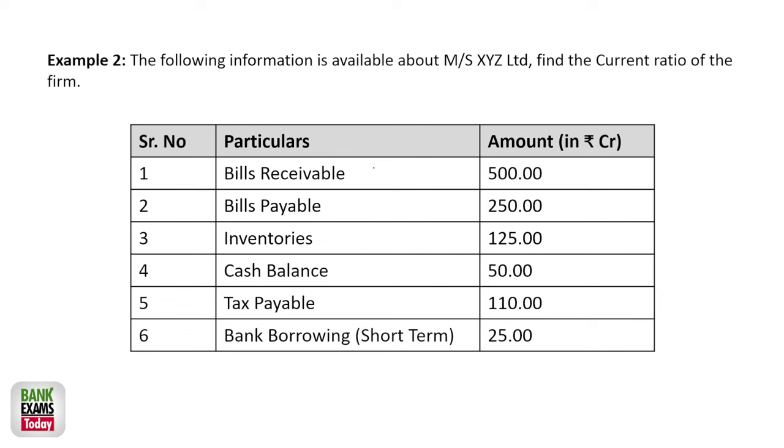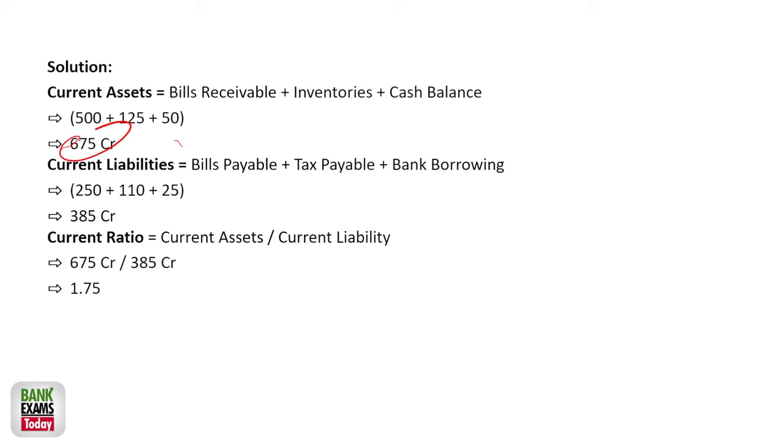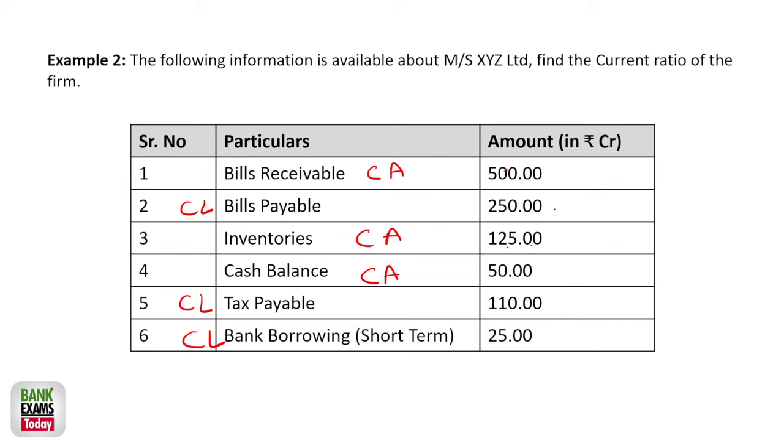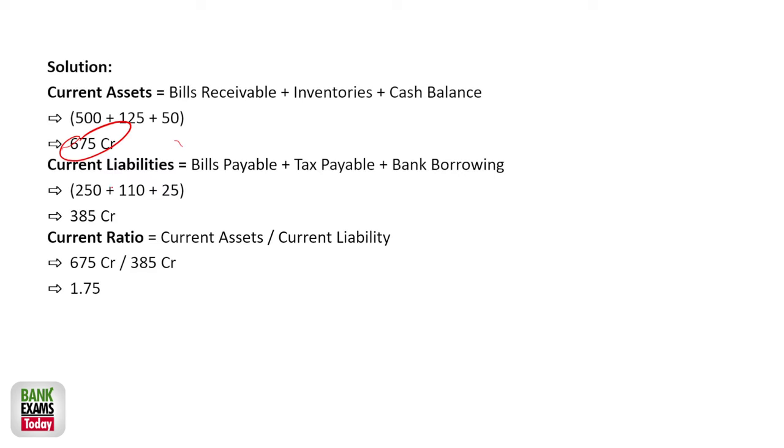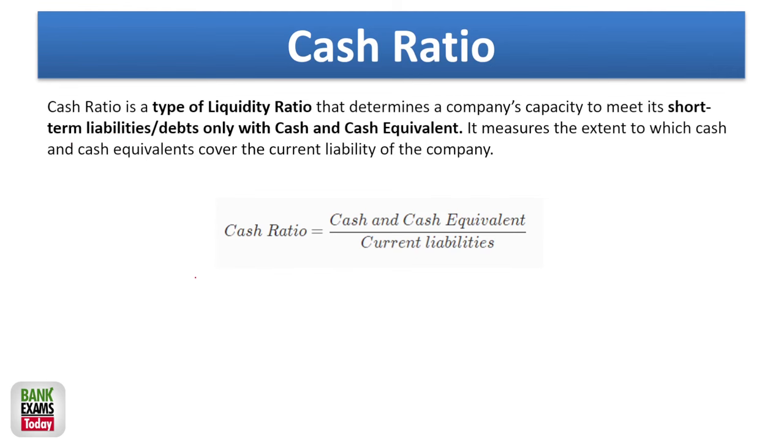So accounts bill receivable, it's a current asset. Inventory is a current asset. Cash balance is a current asset. Bills payable, current liability, tax payable, current liability, bank borrowing, current liability. So 500 plus 125, 625 plus 50, 675, right? So current liabilities, 250 plus 110 plus 350, 360 plus 25, I guess 385, right? So 675 divided by 385, 1.75 is the current ratio. And that's your answer. That's very important for your exam.